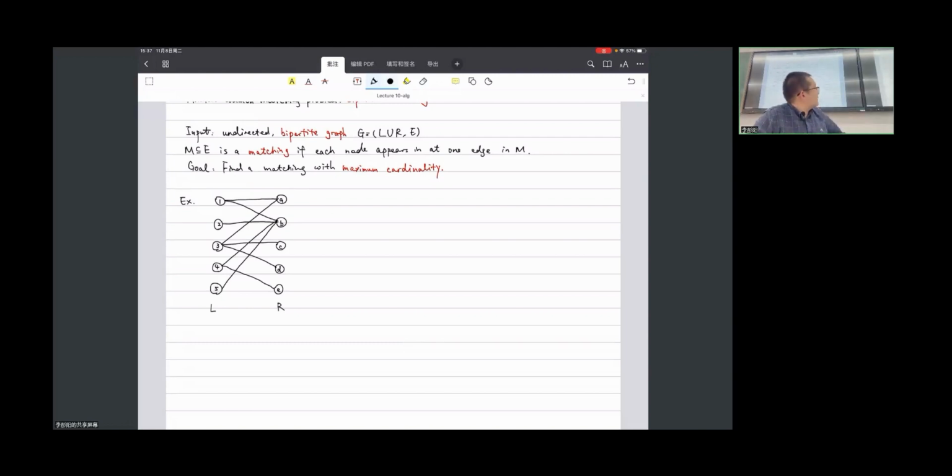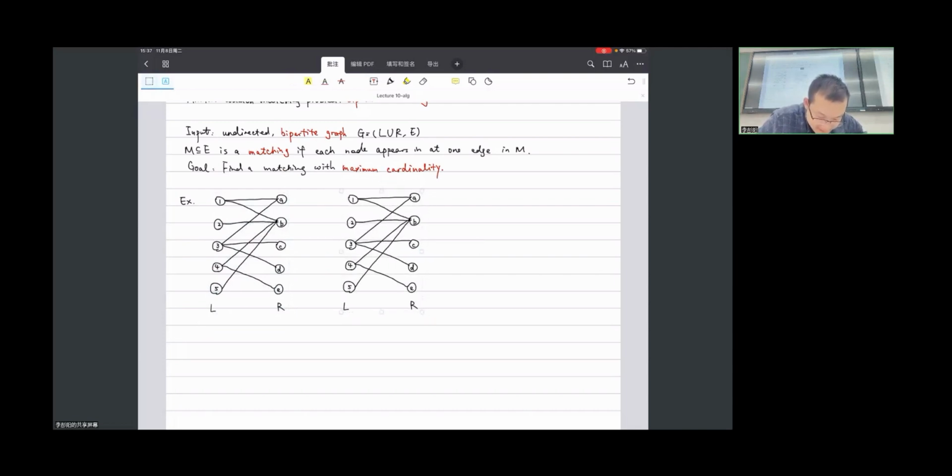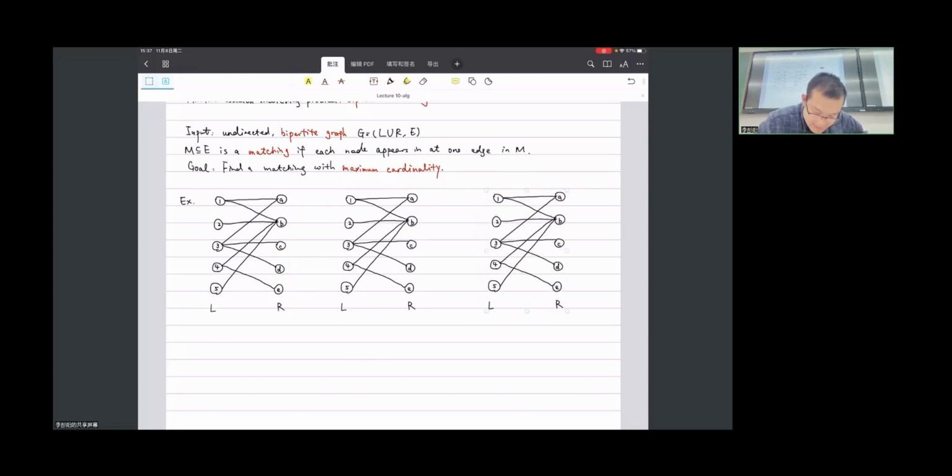So what is the value of the bipartite matching problem? We are supposed to find a matching with maximum cardinality. Let's take a close look at this graph. There are different ways that we can find matchings in this graph. Let's copy and paste a few instances here. For instance, assume that we take 1 with B here.